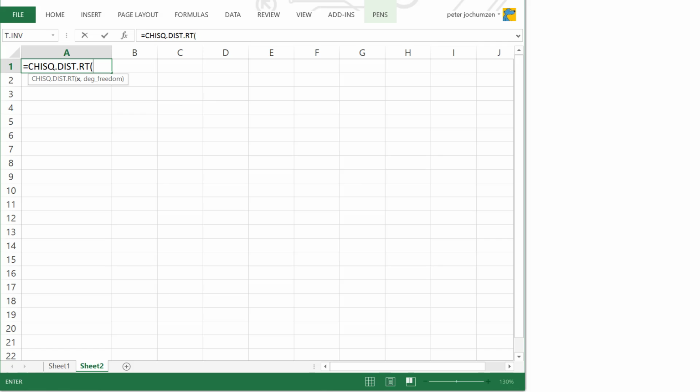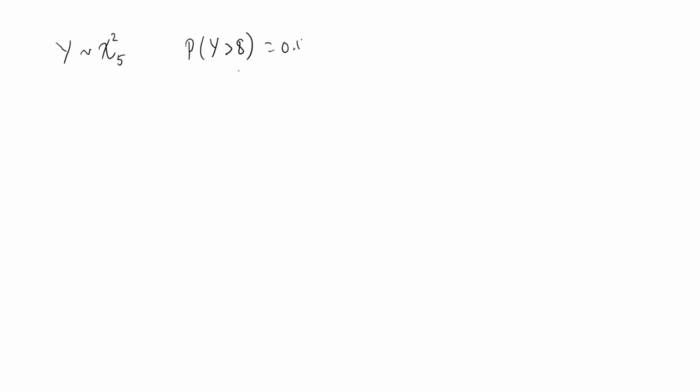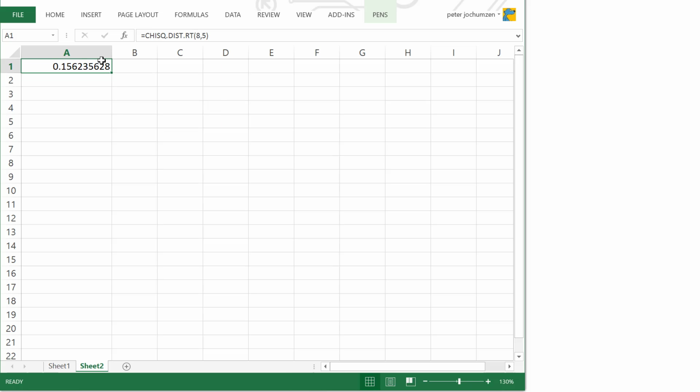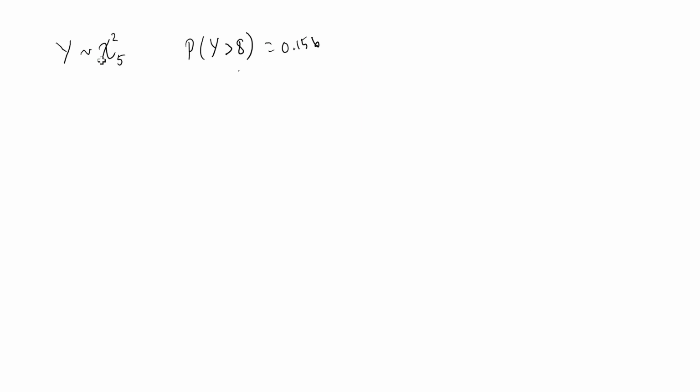So we just put our value here, 8, and then we put the degrees of freedom, which was 5 in my example. This will give me the probability that y is greater than 8, and it turns out to be about 15.6%. But of course you could use the CHISQ.DIST as well, and then do it from the number, and then with the number you get, you just take 1 minus that to get the result.